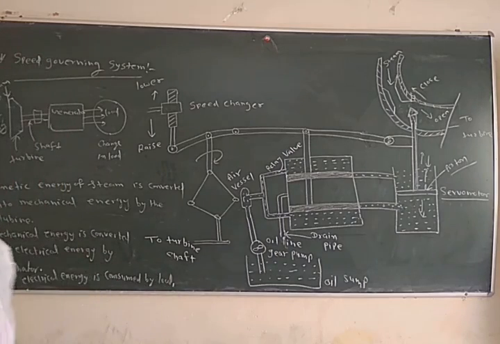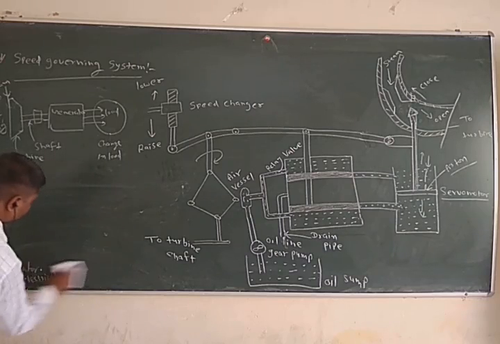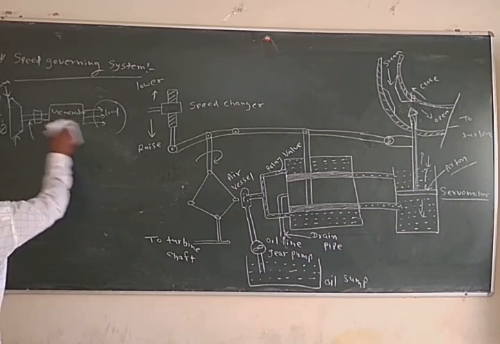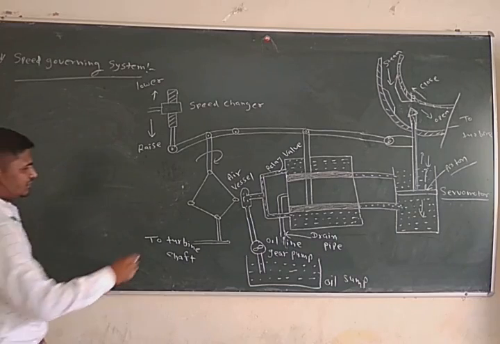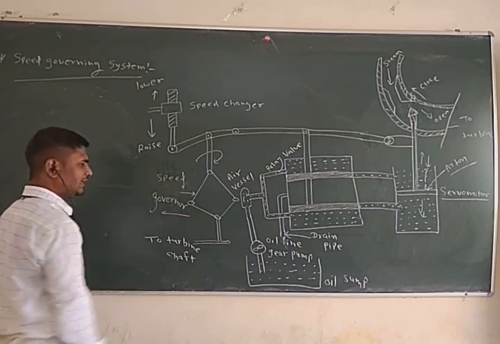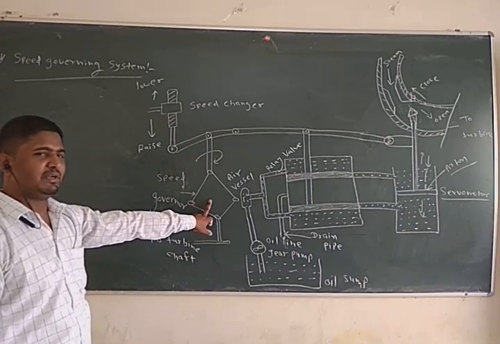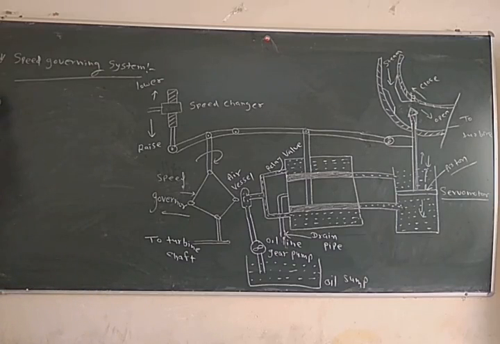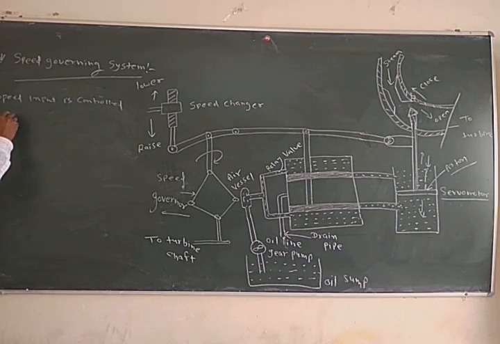Now we can write some words about this. Governors. Or we can say steam transmitter. So the steam input to the turbine is controlled by the speed governor.